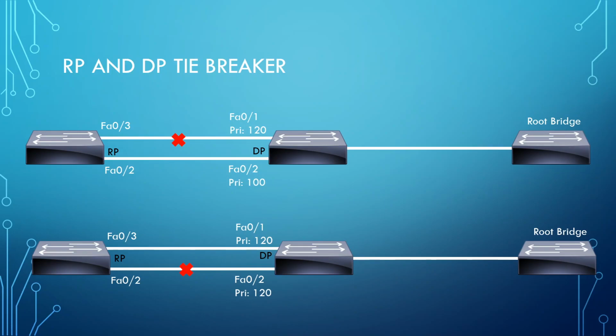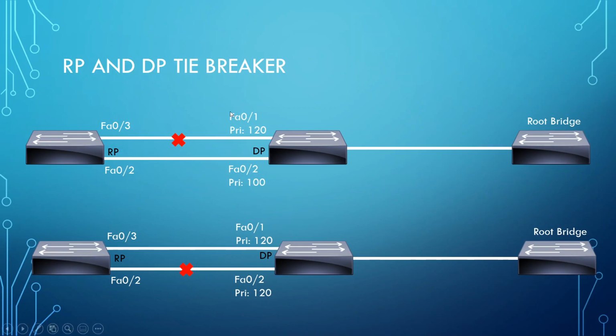However, how about when a switch has got two paths to reach the root bridge? What is going to be the tiebreaker then? So in this case, this switch has got two paths to reach the root bridge, but they both go through the same switch. So lowest path cost or lowest neighboring MAC address isn't going to work because they're both going to tie.